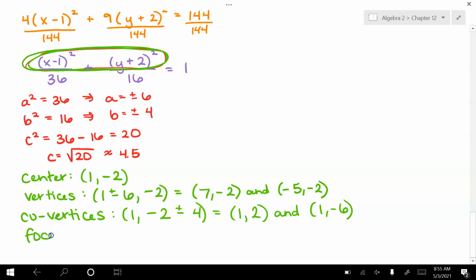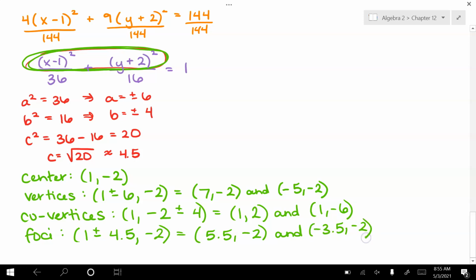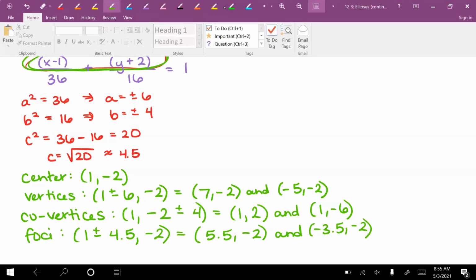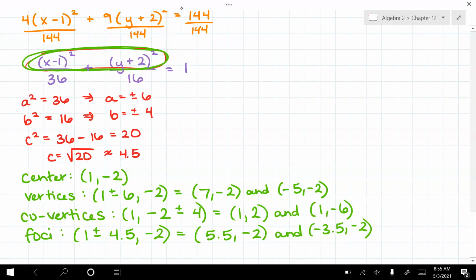Last is foci. So this is when you take your h value, so the 1, you do plus or minus your c, which is 4.5, and then your y value of the center, so that would be negative 2. So we get 5.5, negative 2, and then negative 3.5, negative 2. Now I'm going to graph that information that I found there.